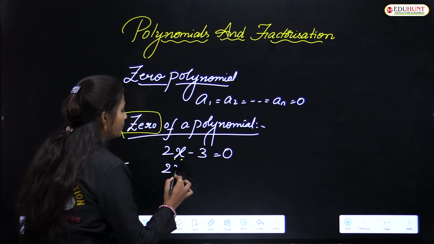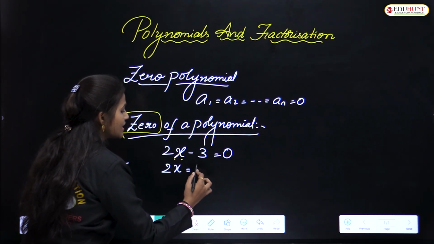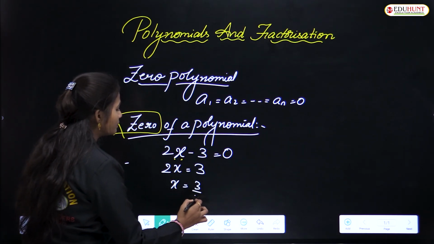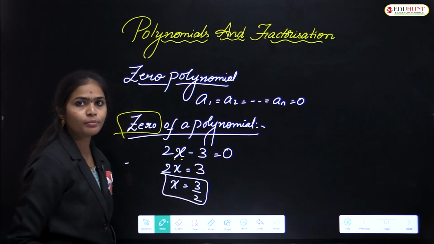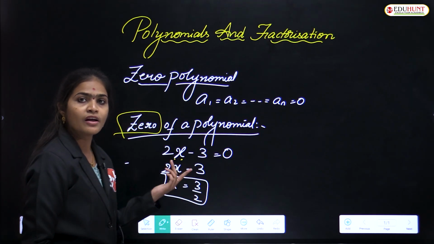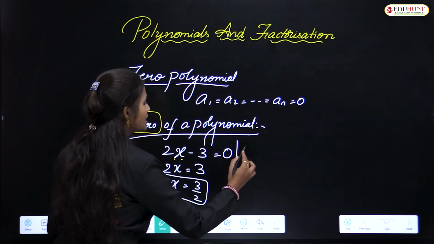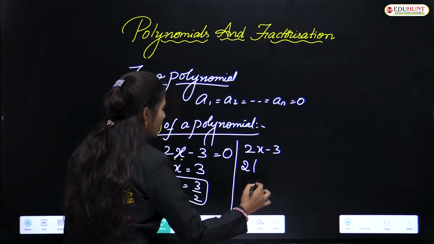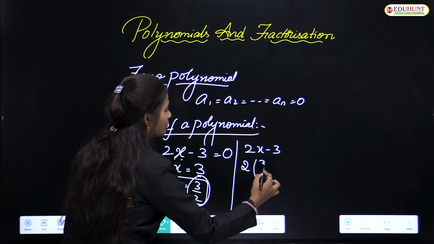So from this, 2x is equal to minus 3, which becomes plus 3, and here x is equal to 3 by 2. So here the zero of the polynomial is 3 by 2. So 3 by 2 is the zero of the polynomial. Why? Because what I told you, 2x minus 3. So here 2 into x, we got here 3 by 2.